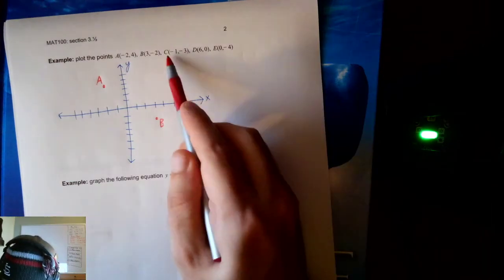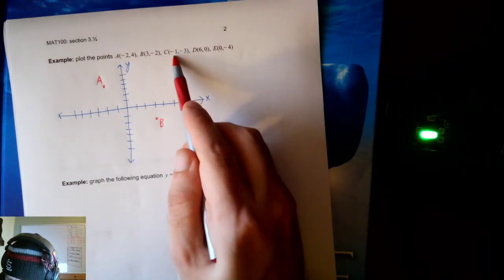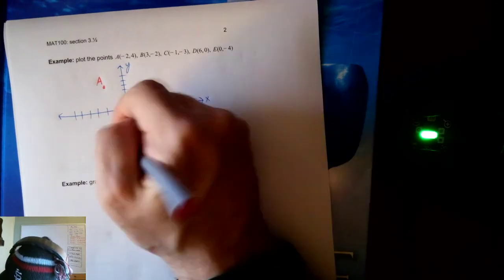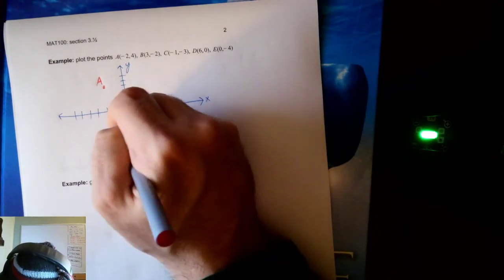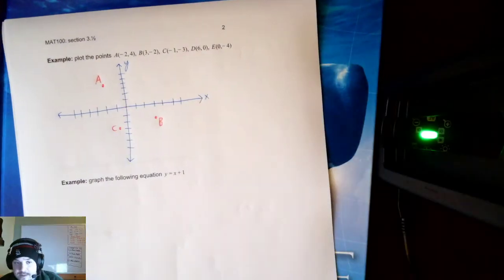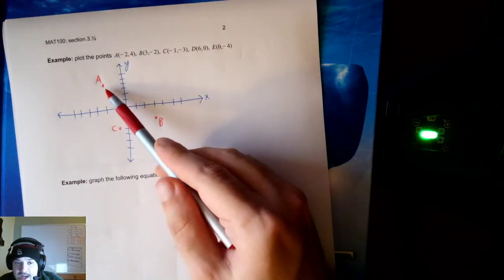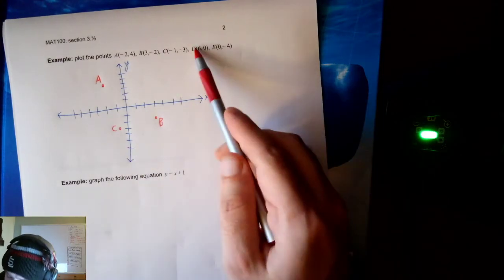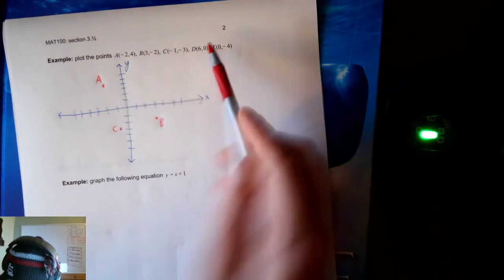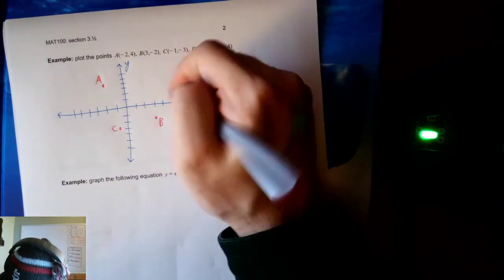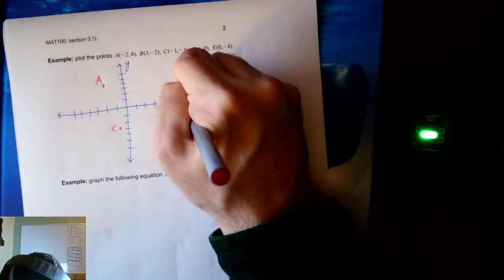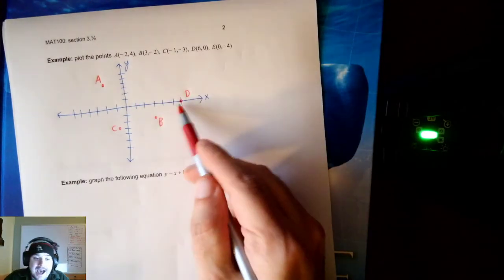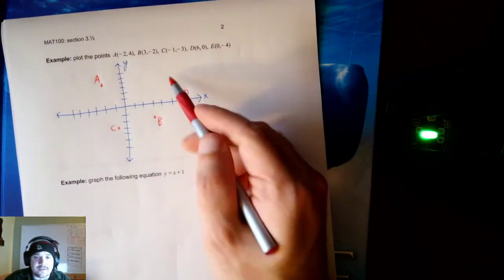How about C? -1, -3. -1 is the x, so that's left 1. -3 is the y, that'd be down 3. So C would be over here. So we had second quadrant, fourth quadrant, third quadrant. How about D? 6, 0. So I'm going to go right 6 and up and down 0. It's going to fall right on the line. D is not in either quadrant. It's not in the first or the fourth.